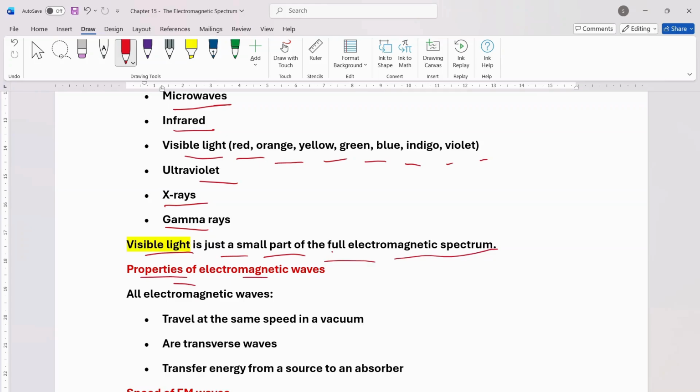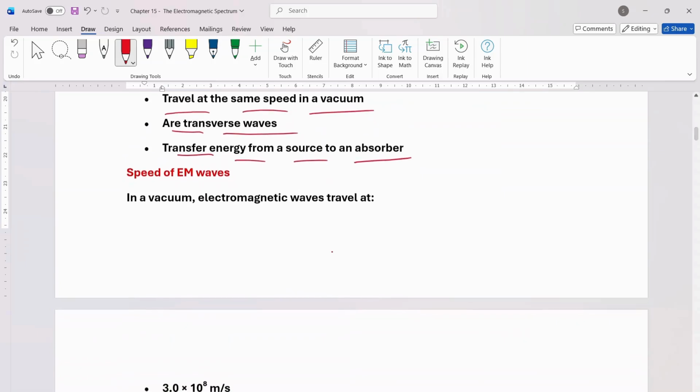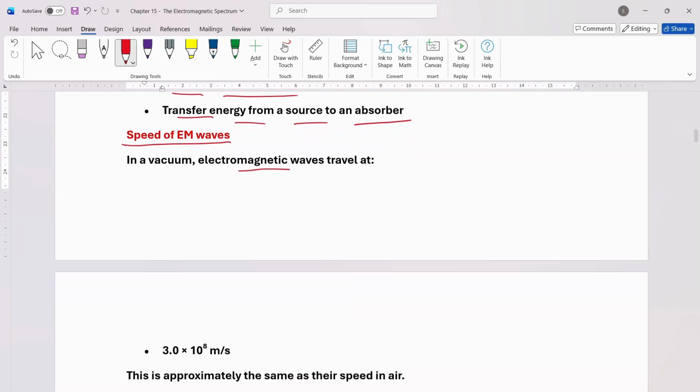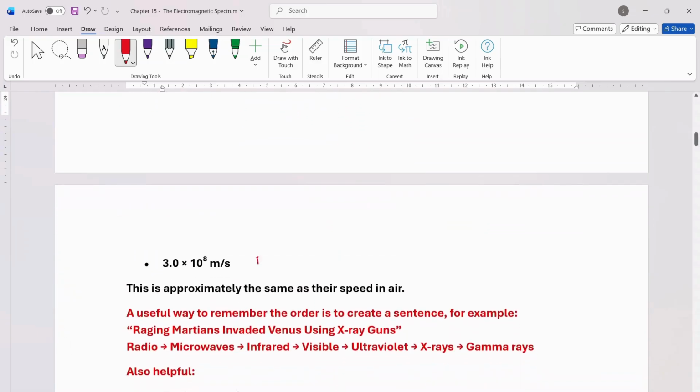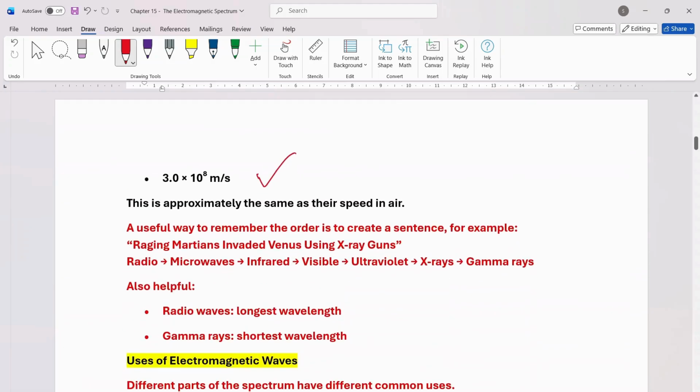Let's discuss the properties of electromagnetic waves. All electromagnetic waves travel at the same speed in a vacuum. They are transverse waves. They transfer energy from a source to an absorber. Speed of electromagnetic waves: in a vacuum, electromagnetic waves travel at this speed, 3.0 times 10 to the power 8 meters per second. This is approximately the same as their speed in air.